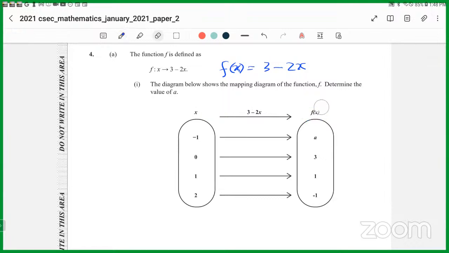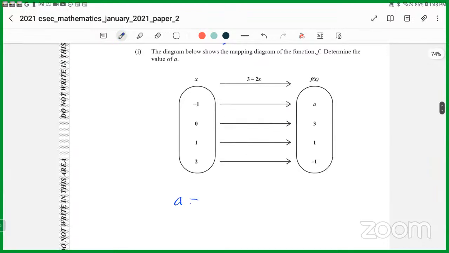And this is a mapping diagram for it. The diagram below shows a mapping diagram for the function. Determine the value of a. So a is the value that you have to map from -1. That's all you know. A is the value of -1. So that's all. Find a. A is f of -1. Put -1 in here. That's what a is. F of -1. All right.